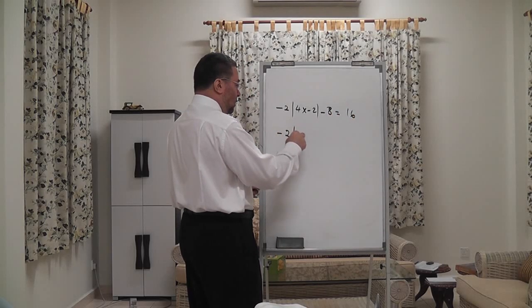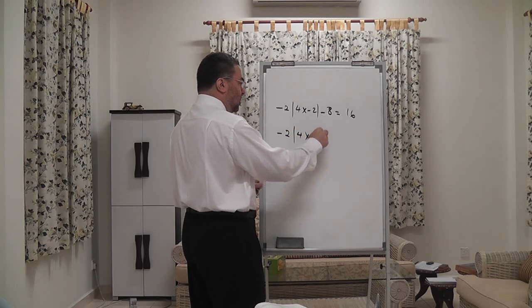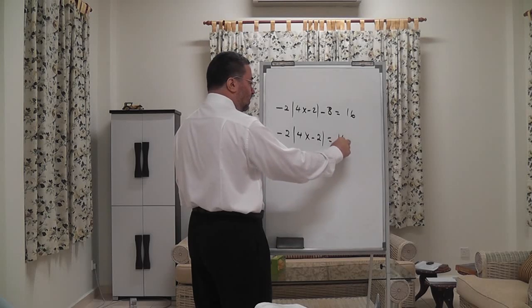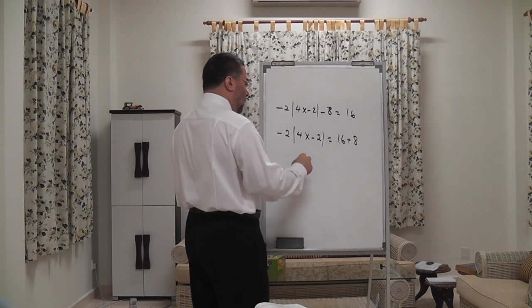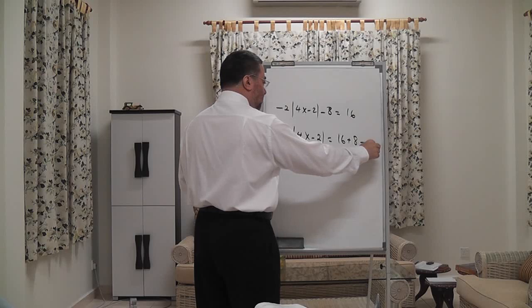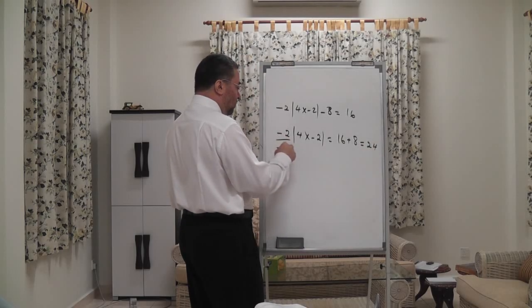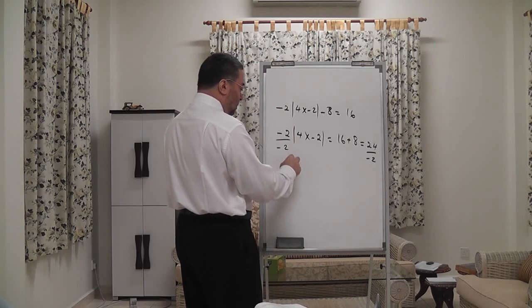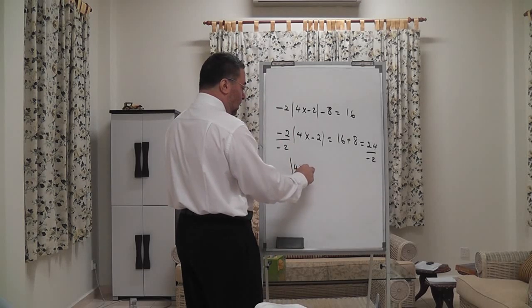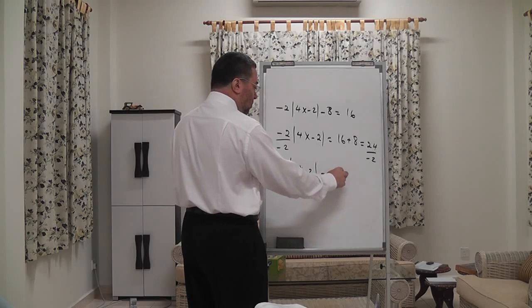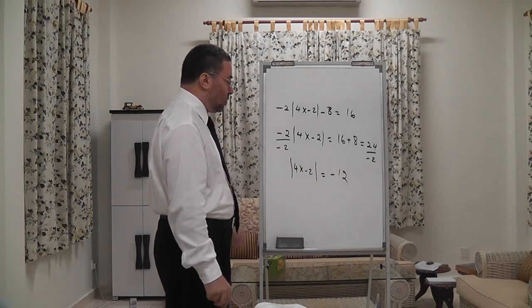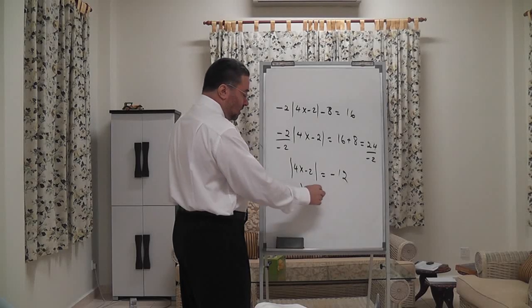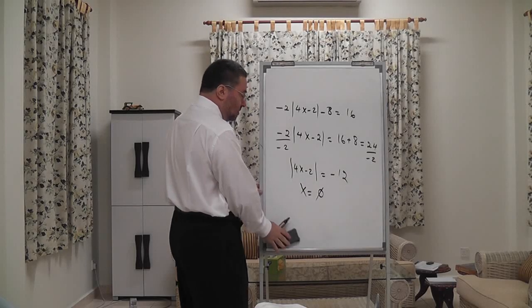First thing is to isolate our absolute. We take the 8 to the other side, add it to the 16, and that's equal to 24. Now we divide everything by minus 2, and we get absolute 4x minus 2 equals minus 12. This is an impossible situation like the previous one, so the answer is x equals a null set.